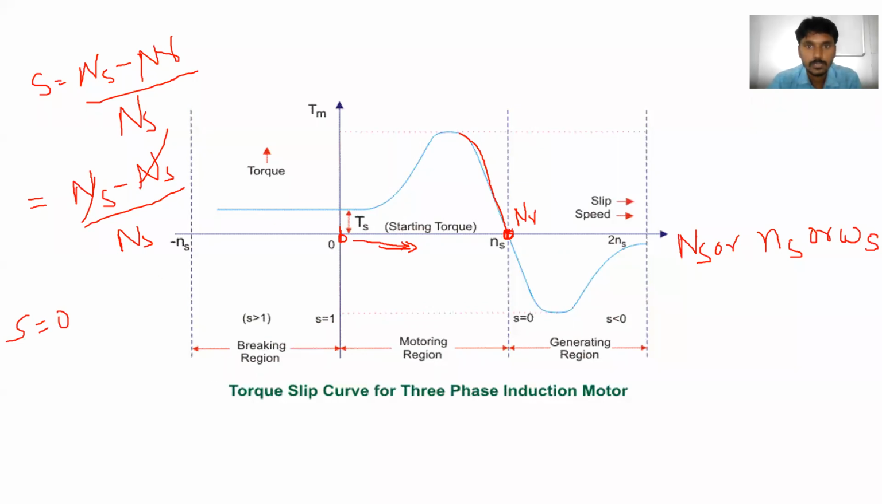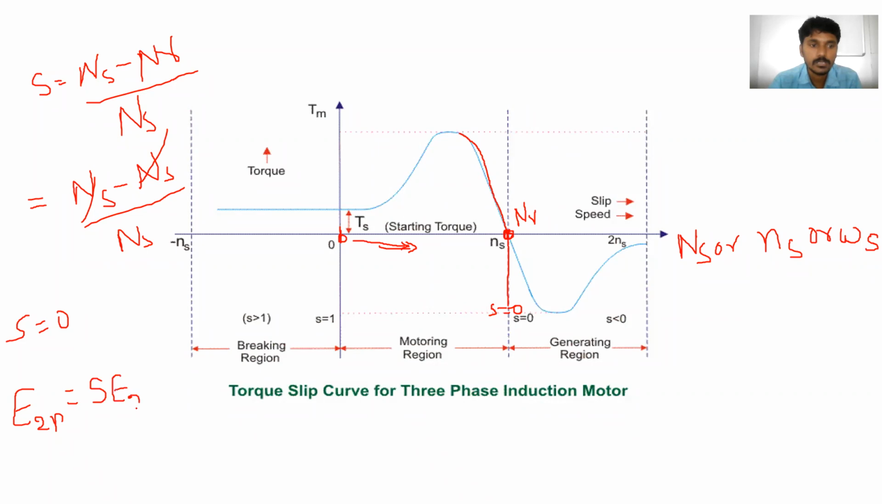Clear? So at this point, sorry, slip is equal to 0. So this is the line, slip s is equal to 0. Clear? So how is the torque going to be 0? Because we know the formula: E2R means rotor circuit induced EMF under the running condition. E2R is equal to S into E2.